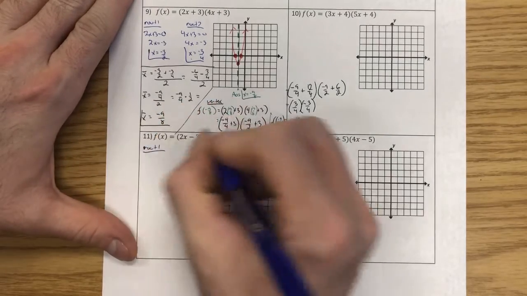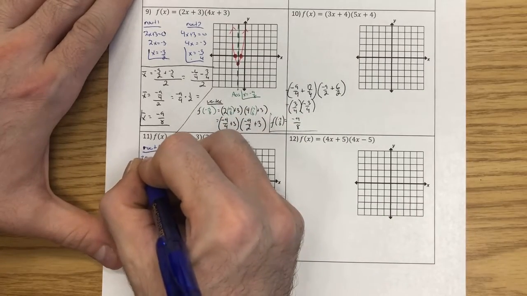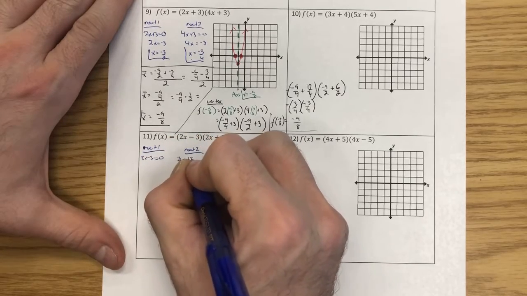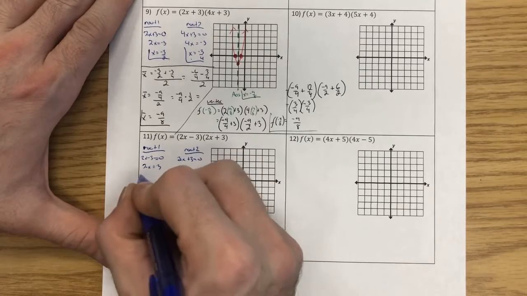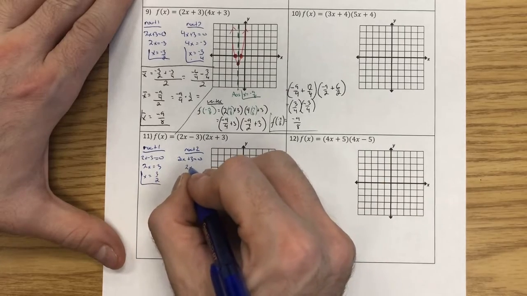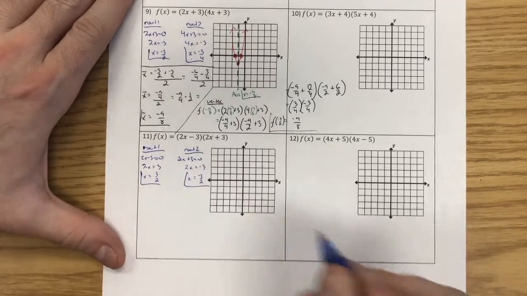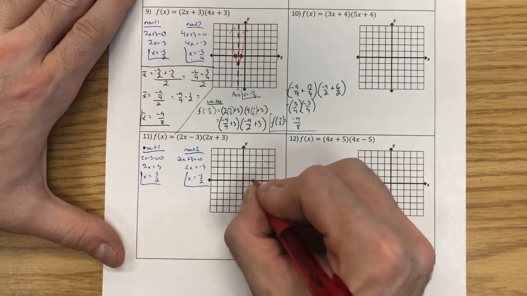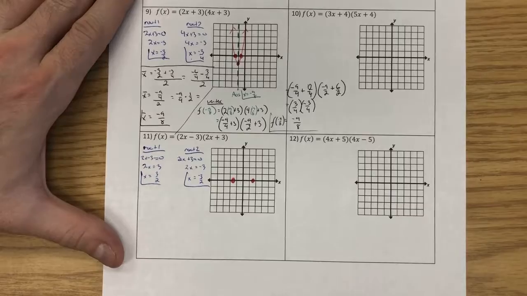So if I find root 1 and root 2, root 1 is at 2x minus 3 is 0. This one is 2x plus 3 is 0. So I add 3 and divide by 2. Subtract 3 and divide by 2. So I know I have 3/2, which is about 1.5, and -3/2, which is -1.5.